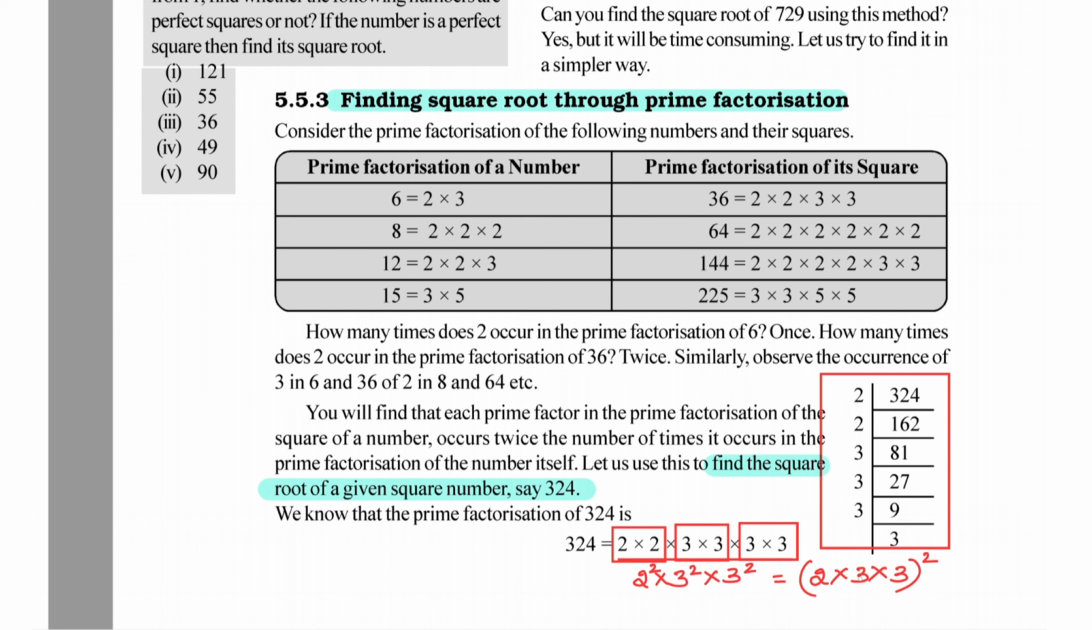3 into 3 is 9. 9 into 2 is 18. So this I can write as 18 square. So 324 is nothing but 18 square. So I can write the square root of 324 is 18. 18 is the square root of 324.